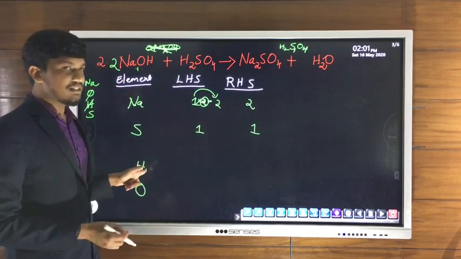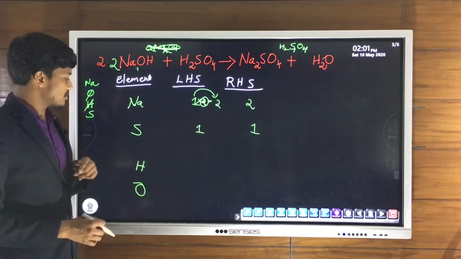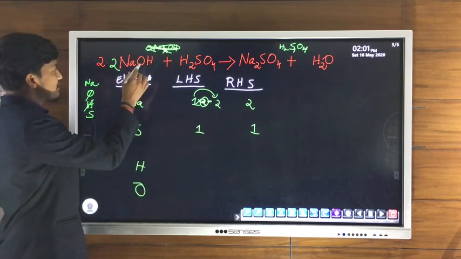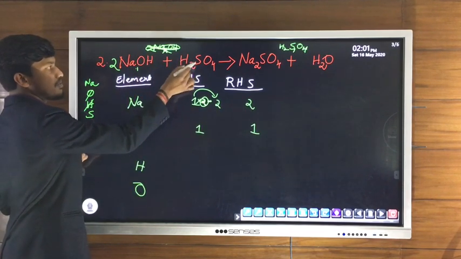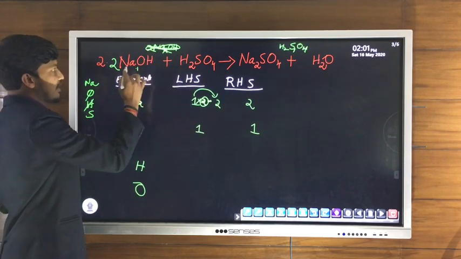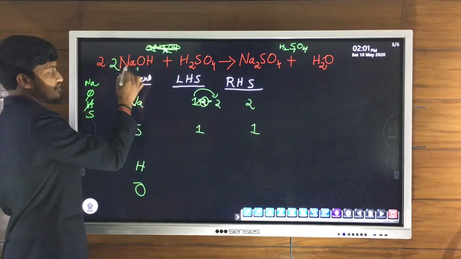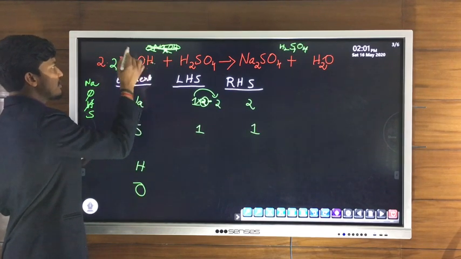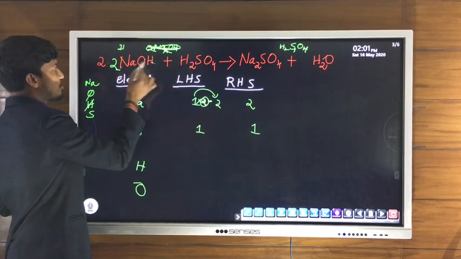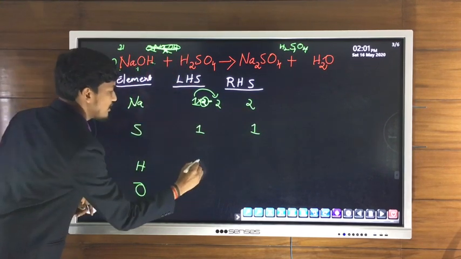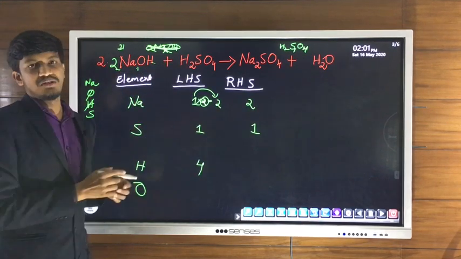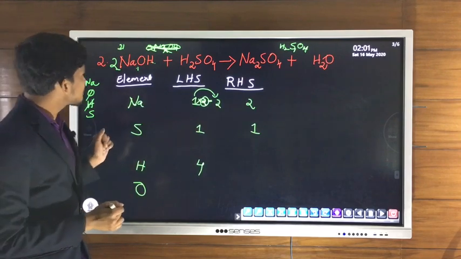Now the next one, H, hydrogen atoms. We can count hydrogen atoms on the LHS. We can see that hydrogen is present in both reactants, so we have to combine it. From this, how many hydrogen atoms? 2 into 1, 2 hydrogen atoms. From this, 2 hydrogen atoms. So total 2 plus 2, 4 hydrogen atoms.